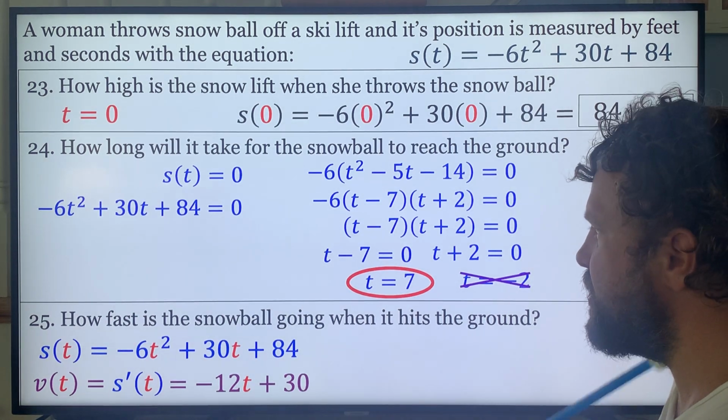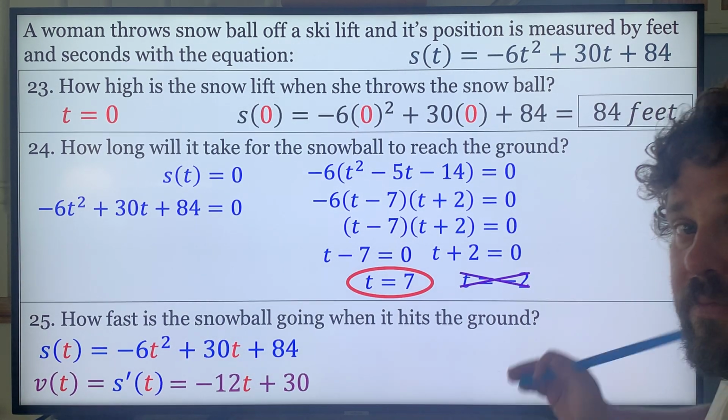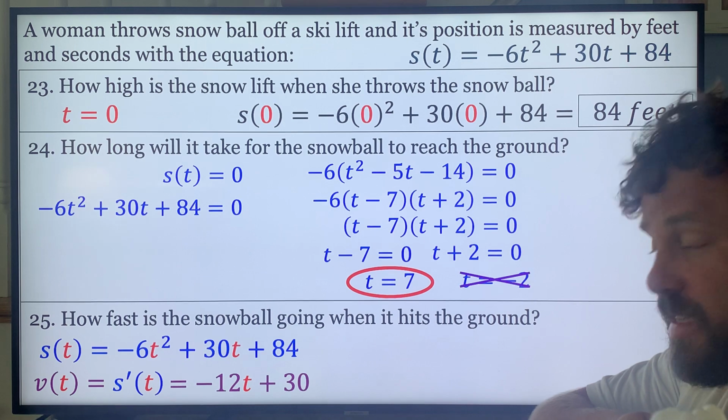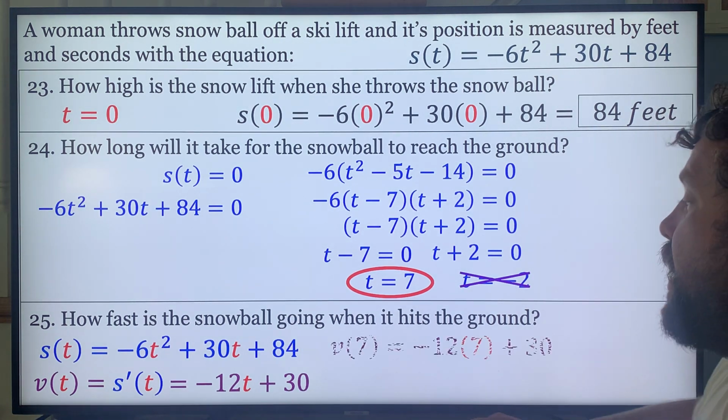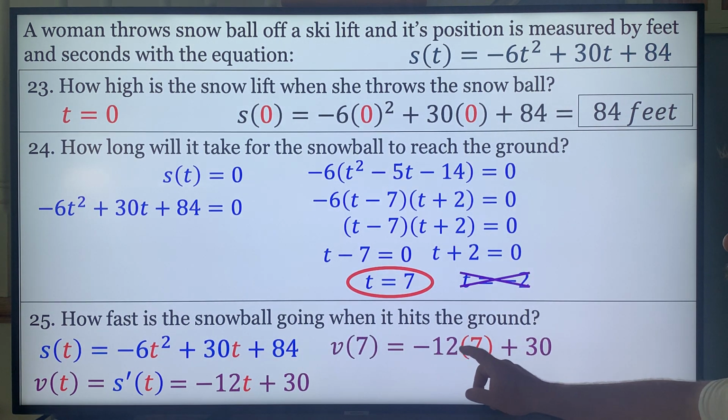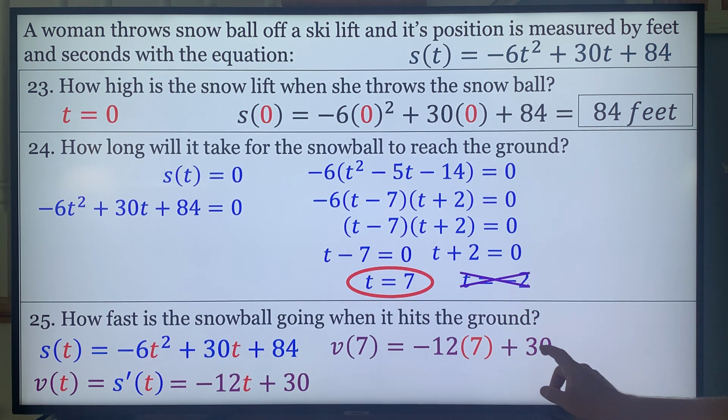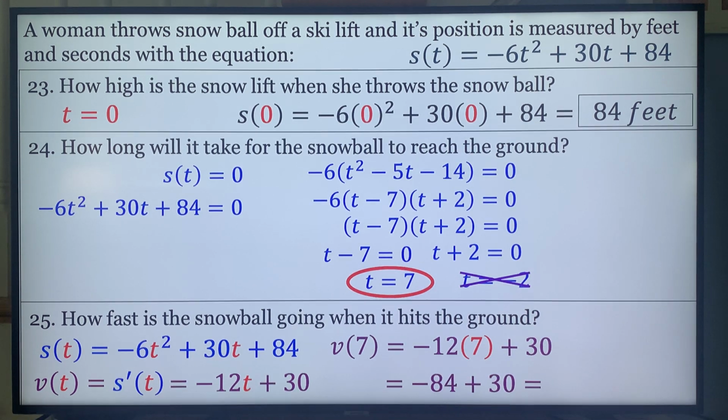Now how do I know how fast it is when it hits the ground? Because when it hits the ground, how long does it take to hit the ground? 7 seconds. So I just take my 7 and plug it in for t. Negative 12 times 7 plus 30. Negative 84 plus 30 is negative 54. And that is in feet per second.